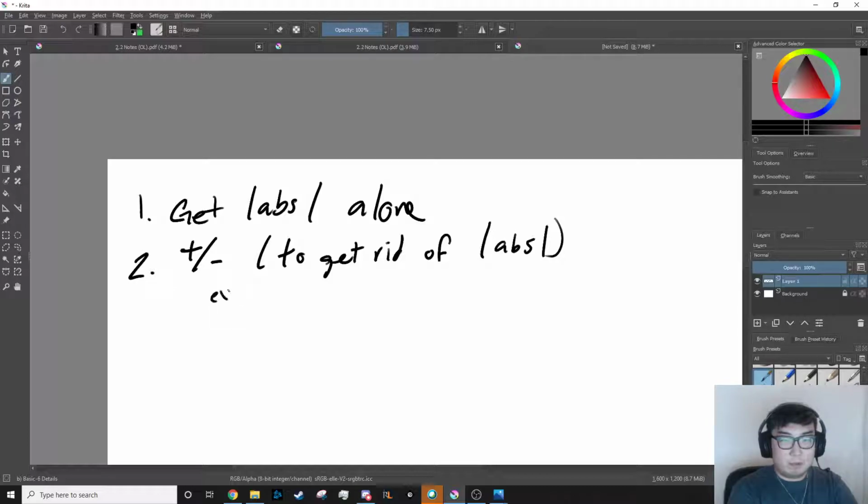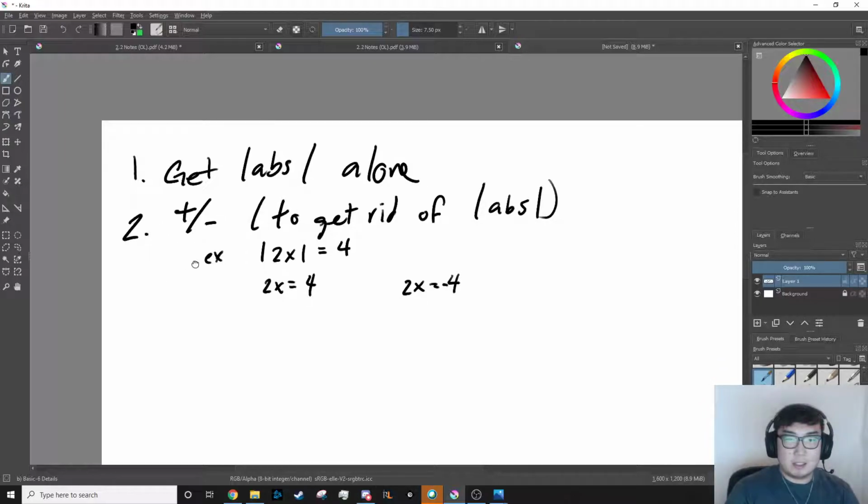For example, absolute value of 2x is equal to 4. I would do 2x is equal to positive 4, 2x is equal to negative 4. So that's the example of what we did to make a positive and negative version, because I made a positive and negative version of this 4. And step 3, solve for x.